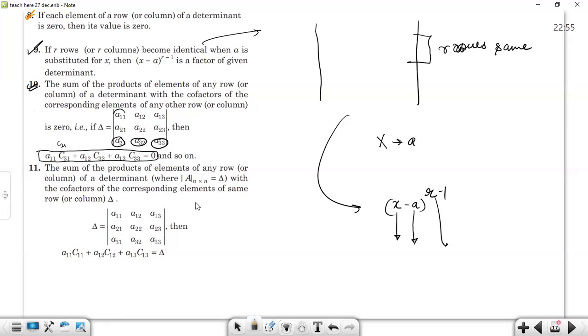The sum of the products of elements of any row. Basically, this is the definition of the determinant, how the determinant is found. We have already discussed that the multiplication of the element into its cofactor for any particular row or column will give us the determinant. I hope that is clear.